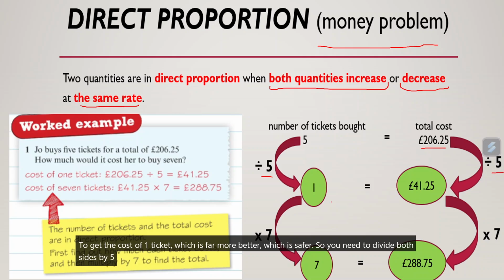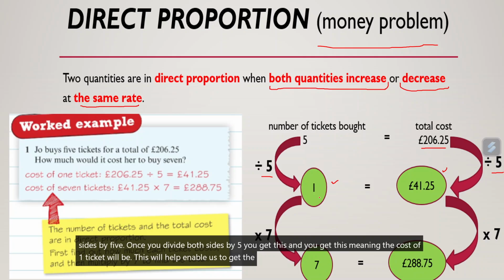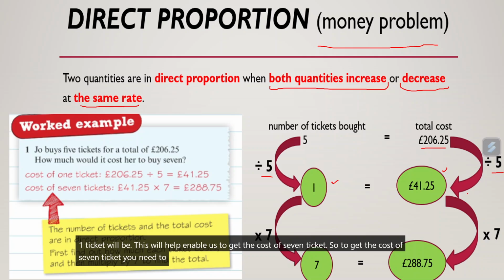Once you divide both sides by 5, you get the cost of 1 ticket. This will help enable us to get the cost of 7 tickets. So to get the cost of 7 tickets, you multiply by 7, and you multiply the right hand side by 7 to get this. Therefore, 7 tickets cost this.